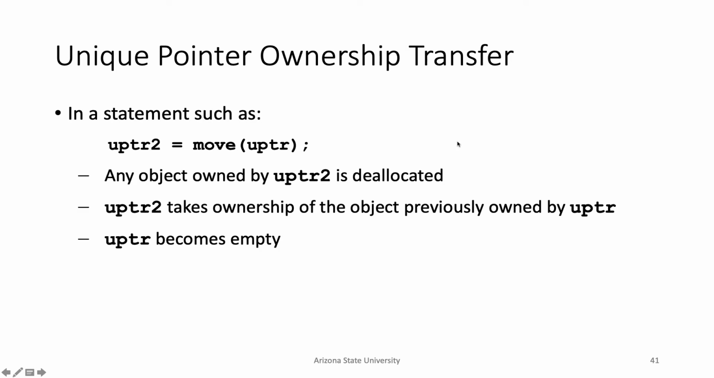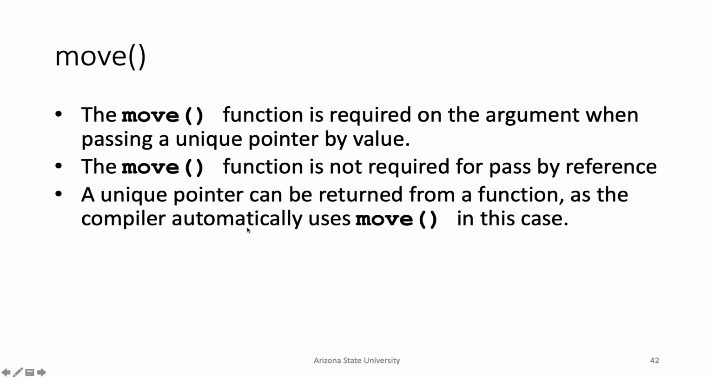Any questions? I'll get to all of unique pointer first. So if we want to do the ownership transfer, I have to call move on the pointer. Yeah, so any object owned by uptr2 is deallocated because remember, this is a unique pointer. It's pointing to exactly one thing. So if uptr2 is pointing to somewhere else, then that thing has to be deallocated in order for it to point to this new thing right here. And then uptr becomes empty, as you might expect. Yeah. So what is this move function?